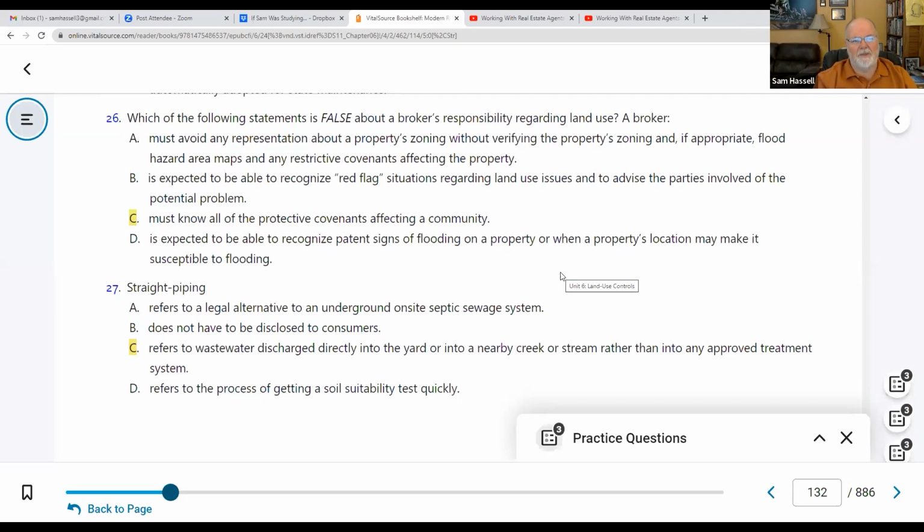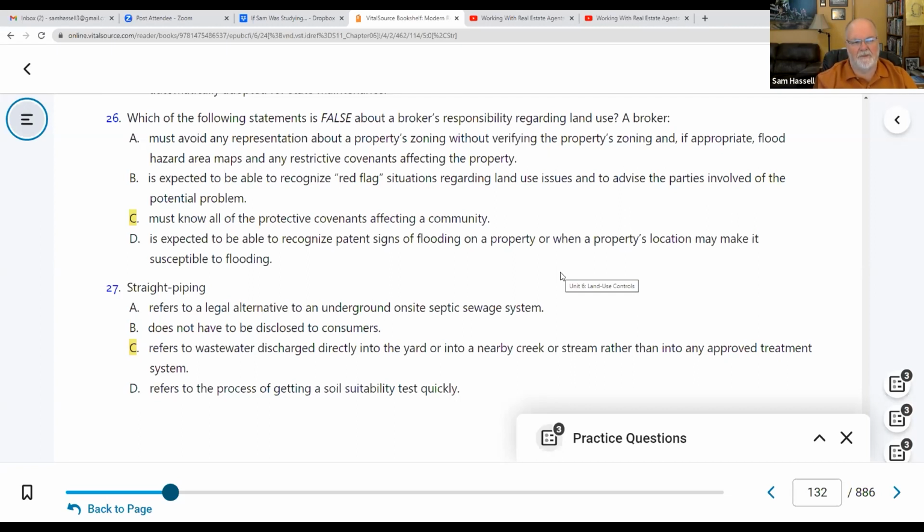Letter B, a broker is expected to be able to recognize red flag situations regarding land issues and advise the parties involved of a potential problem. If something doesn't feel right, it's not right. Letter D, brokers are expected to be able to recognize patent signs of flooding on a property or when a property's location may make it susceptible to flooding. You should be able to look around. It's your responsibility to walk around and look at it. So you don't have to know all the protective covenants affecting a community, but you should be able to look it up.